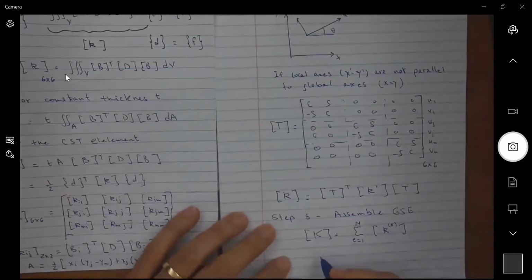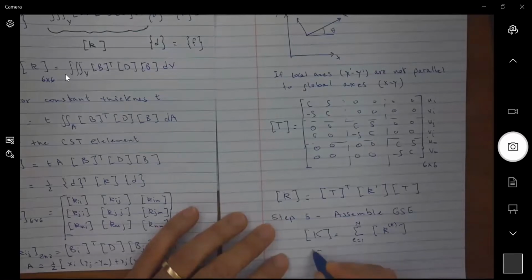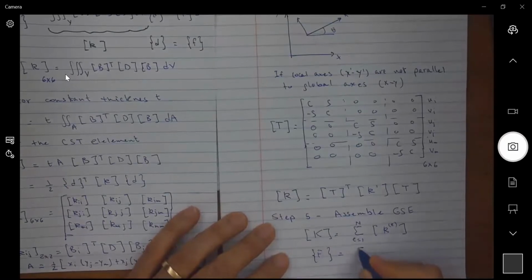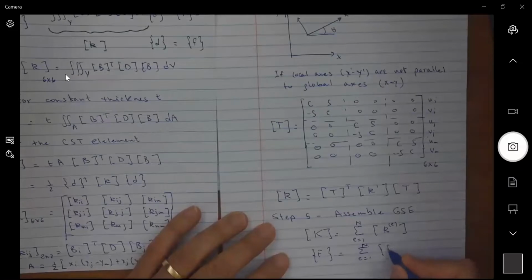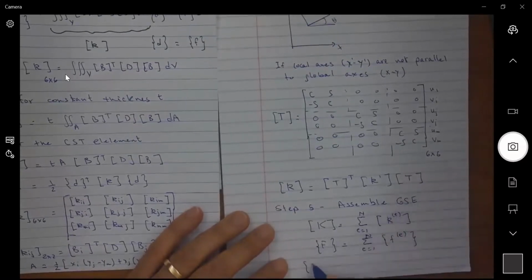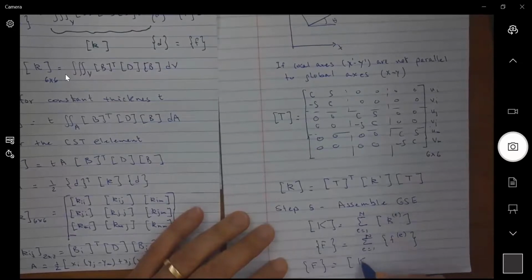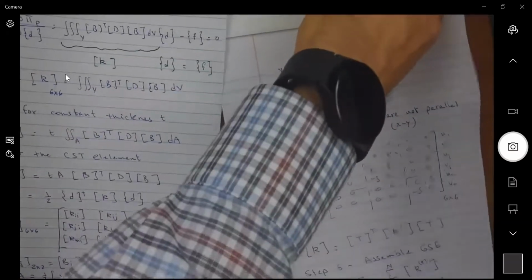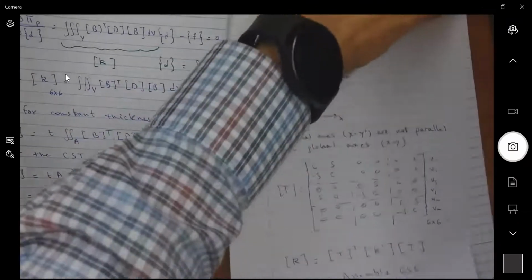and I can also write an equation, the matrix F for the external nodal forces. This is equal to the sum from e equal 1 to n of all the external forces of the elements. And then I can write my global stiffness equation as F equal to this uppercase K multiplied by d as before. So this is step 5.